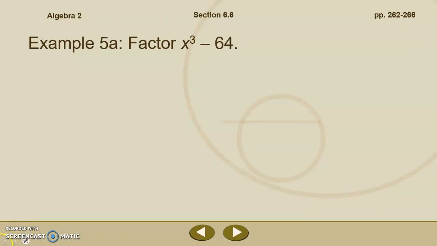Sorry, I think I covered up the microphone at some point. Hopefully you heard that last part of what I said, which was let's try it with some numbers, so that we're not just looking at a's and b's. So we have x cubed minus 64. We're being asked to factor that.